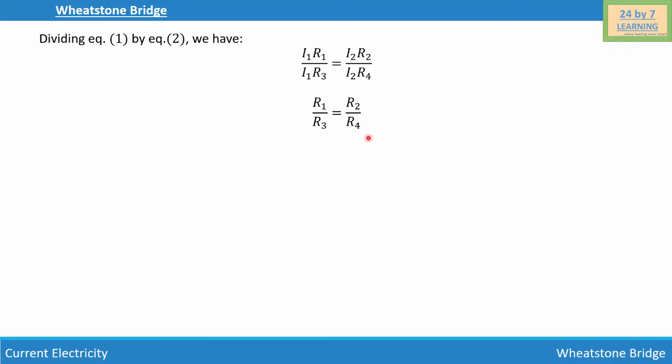Now let's simplify further, and we will write R1 over R2 is equal to R3 over R4. And this is the equation when the Wheatstone bridge is balanced, which simply means that there is no electric current passing through the galvanometer. And this is how we define the Wheatstone bridge and also the balanced Wheatstone bridge.